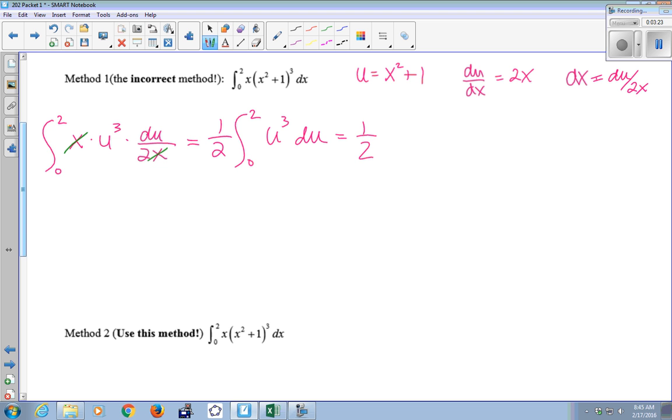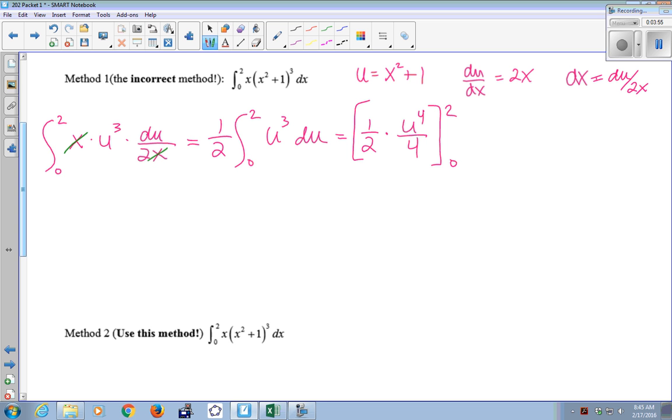Okay. Now, another common mistake is that at this point, people try to substitute back in, right? What should I do before I substitute back in? Take the antiderivative. Yes, that's the whole idea, to create a function that's easier to take an antiderivative of. So I've got 1/2. The antiderivative of u cubed is going to be u to the 4th over 4. And I'm going to evaluate all of that from 0 to 2.